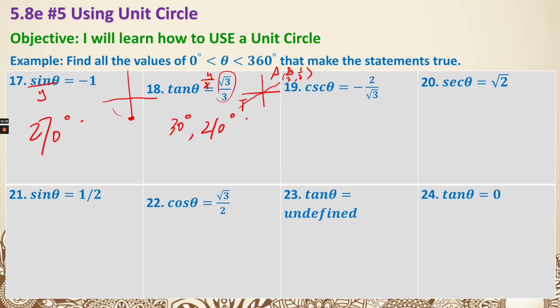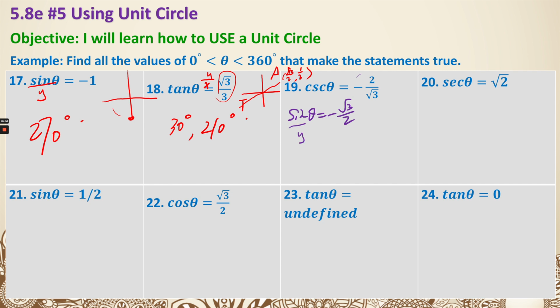Next, cosecant theta is given, but here's the thing. Inside a unit circle, you never actually have a cosecant value, but you have something that's related to cosecant. So I'm going to need to find what is sine theta first. All you need to do is flip this fraction. So it's going to be negative square root of 3 over 2.